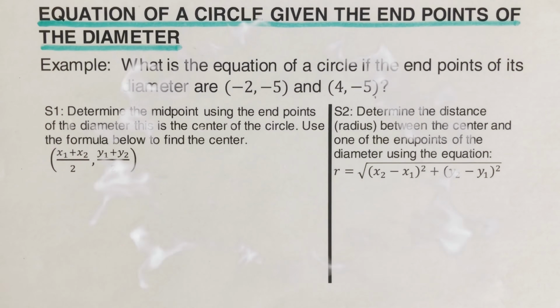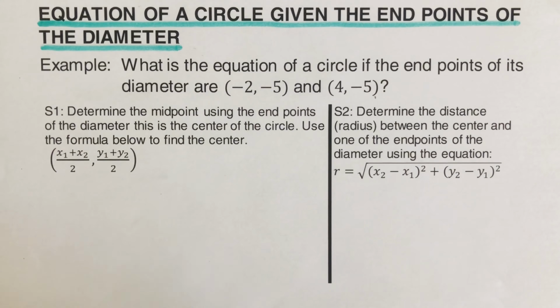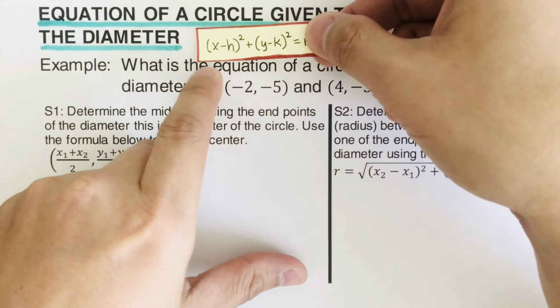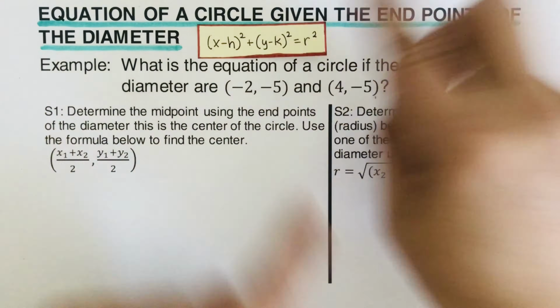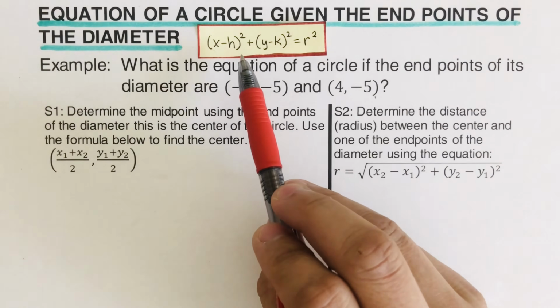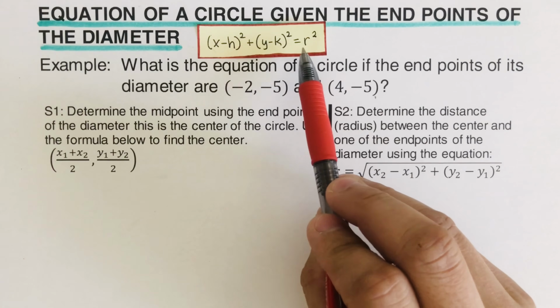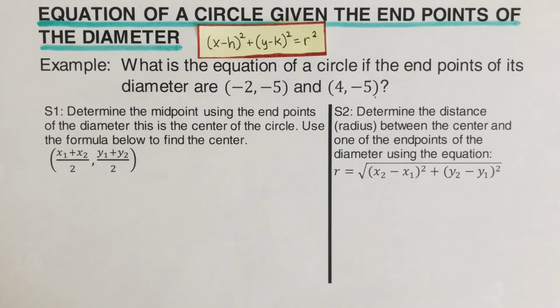Hello everyone. In this video, we are going to write the equation of a circle given the endpoints of a diameter. Going back to the standard equation of a circle, so I'm going to put that up here. So this is the standard equation of a circle, (x - h)^2 + (y - k)^2 = r^2.